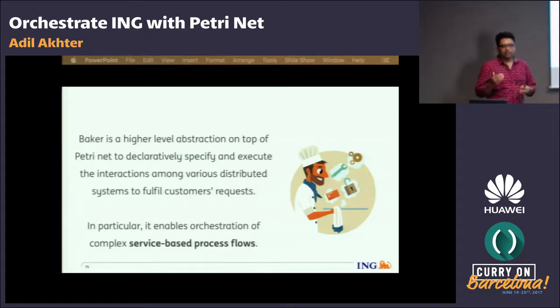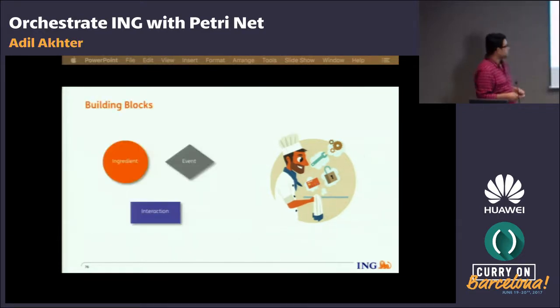So we thought that okay, in order to define this recipe, you would define those steps, and you give the ingredients, then the rest of the stuff Baker will do automatically. So in particular, it enables orchestration of complex service-based process flow, but it will use the terminology from a familiar domain like recipe, cooking, and that kind of stuff. So we started to build this abstraction.